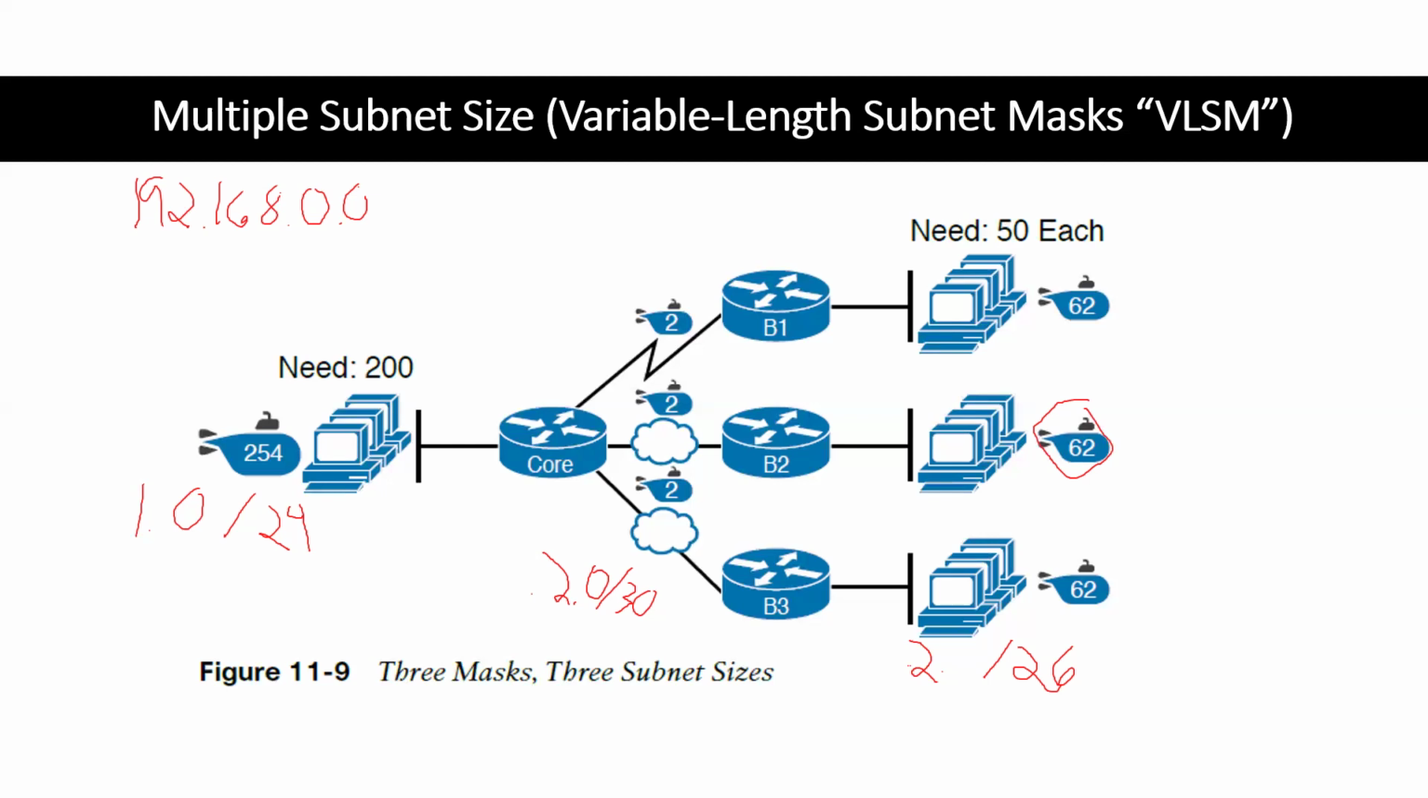So if we go ahead and restart this, we say, what if we made it slash 26? We won't be able to start right there, but we can start at the next available, and it'll be 64. That'll be the network address, but we can still stay in the slash 30.